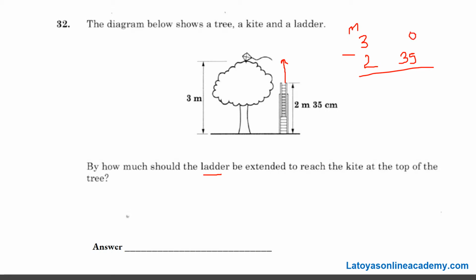I'm going to write zeros to fill in this area. 0 take away 5 cannot. So I need to borrow from the 3. I'm going to get 10 here. Borrow from the 10. I'm going to get 9 and 10 here. 10 take away 5 is going to give me 5. 9 take away 3 is going to give me 6. 2 take away 2 is going to give me 0. So here I have a total of 65 centimeters. This side was meters and this side centimeters. So it's a difference of 65 centimeters. We write it as our answer here, 65 centimeters.